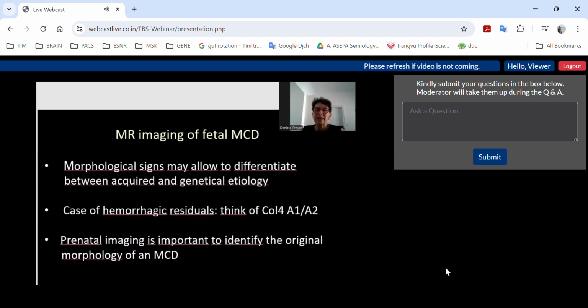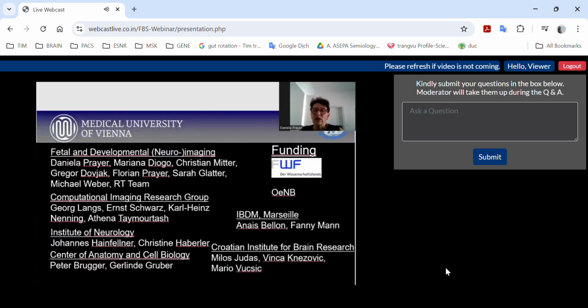So, MR imaging of fetal MCD: there are morphological signs that may allow you to differentiate between acquired and genetic etiology. However, in case of hemorrhage, you also have to think of a genetic background, but a different one than usually in MCDs. You have to think about collagen gene abnormalities. And as I hope I could show, prenatal imaging is important to identify the original morphology of an MCD, as it may change later and look completely different than prenatally. Thank you very much for your kind attention.